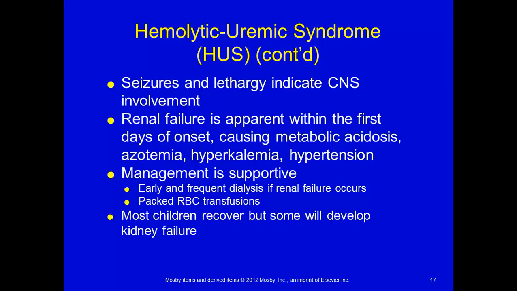So management usually is pretty supportive. So early and frequent dialysis if renal failure does occur. And I don't mean for their whole life. I mean short-term dialysis while the acute symptoms are occurring. And then obviously because they have hemolytic anemia and they can be profoundly anemic, another big treatment is just giving them blood transfusions of packed red blood cells. So two really common management options for hemolytic uremic syndrome.